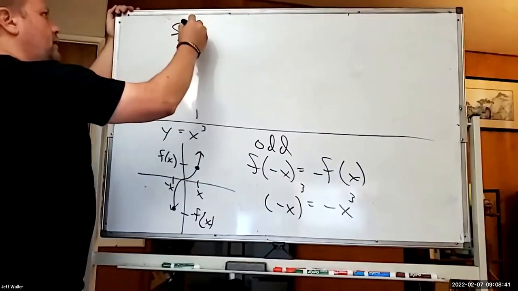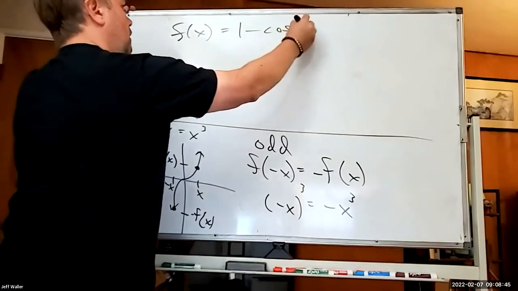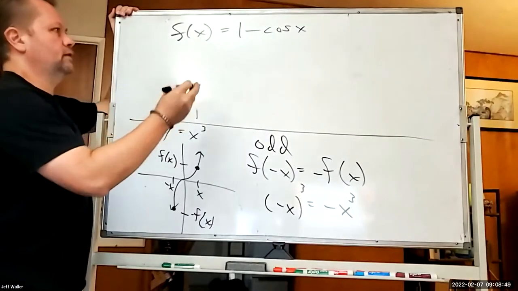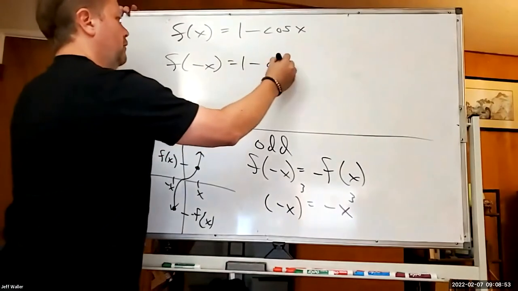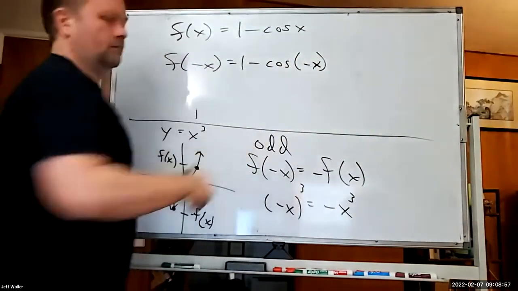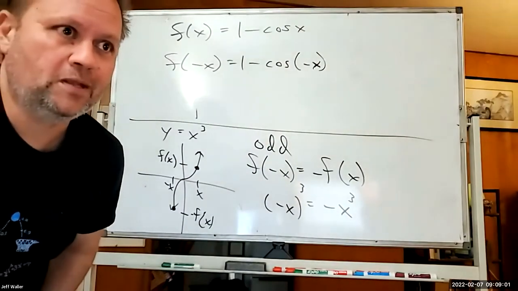So if I said, how do you test this for symmetry? Well, you just throw a negative x in. Does anyone know what happens to this? Oh, yes, trigonometry. Early on a Monday, I love it.